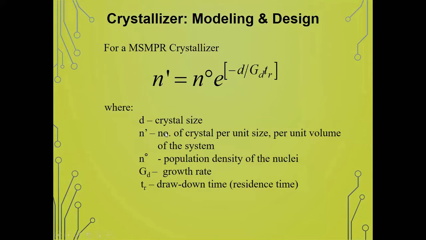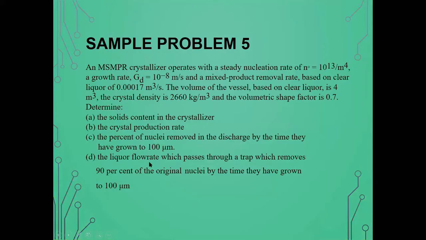So you have here now the crystal size, the diameter that is. Then you have the N naught, the population density of the nuclei, and the rest are also the same as the formula that you are seeing in the previous slide. So this is your number of crystals per unit size per unit volume of the system. The number of crystals produced per unit size per unit volume of the system is a function of all this. Again, empirical in nature.